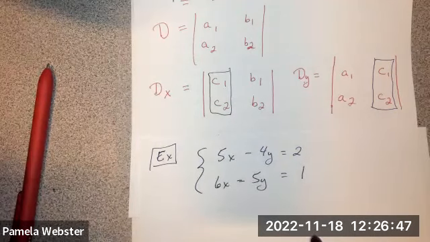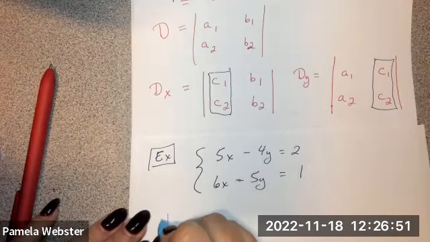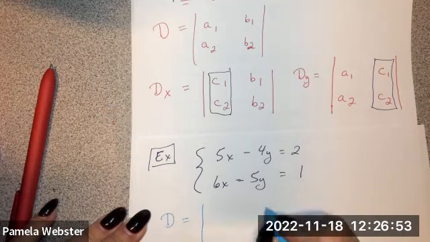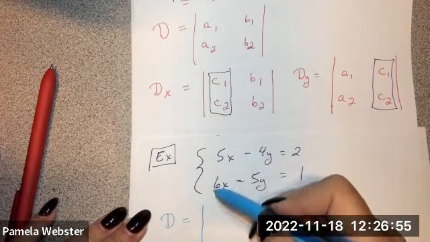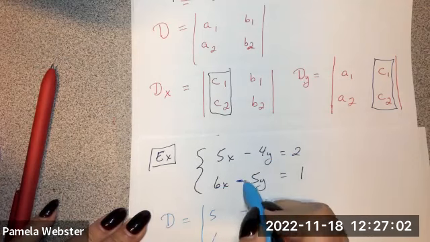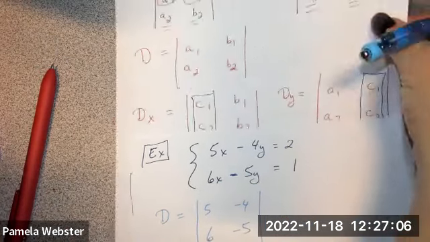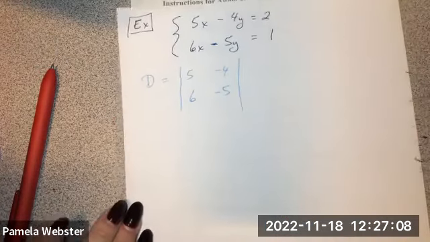Okay, so let's start with the D because he's the most straightforward. He's the one we're used to. Okay, we just did some stuff with this guy, right? It's always my A's and my B's. So 5 and -4, 6 and -5. That was a minus, right? Yeah, minus. Okay, so there's my D value. I'll come back to these other guys, okay?